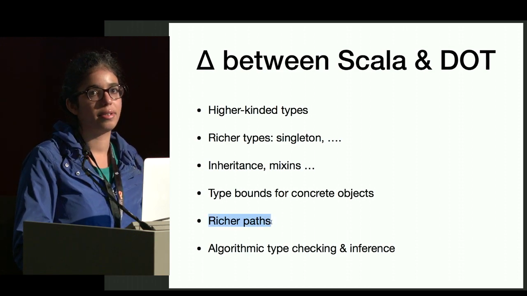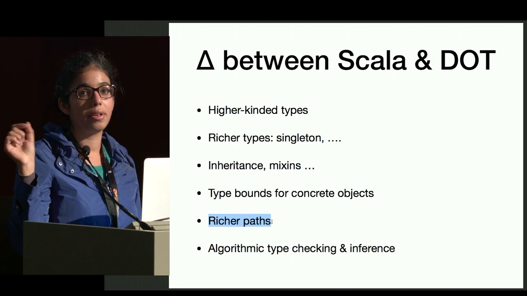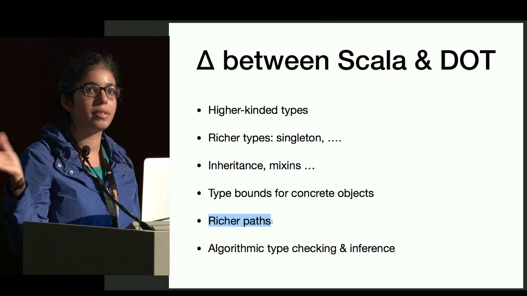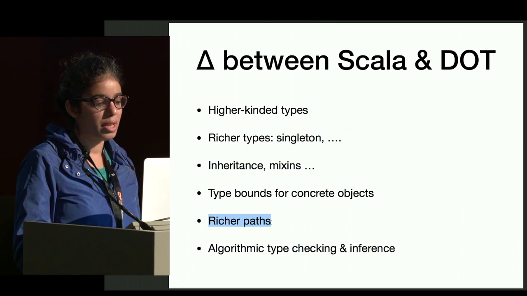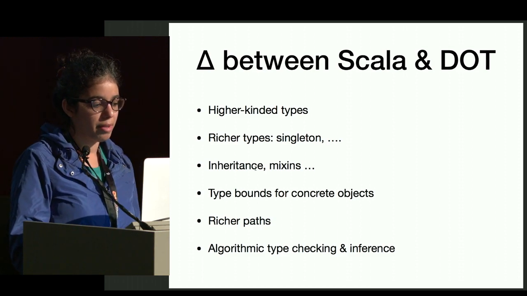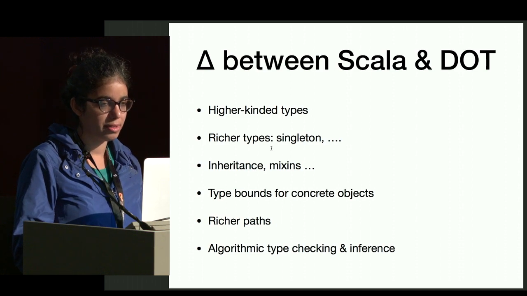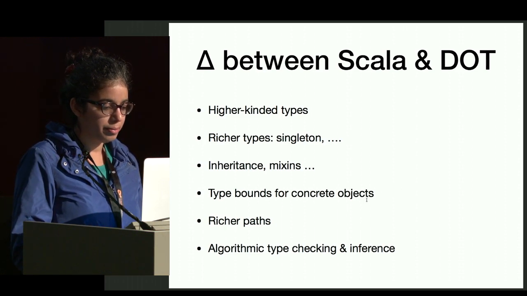In Dot, paths are only variables, but this can be extended to chains of immutable field selections. And maybe in the theory, you could go even further by having, say, term lambdas in paths if you could show good properties about them.